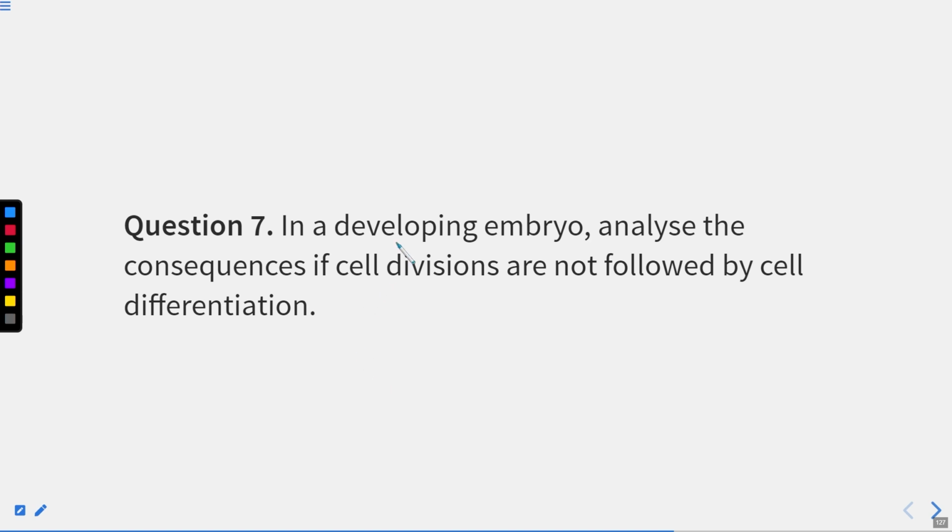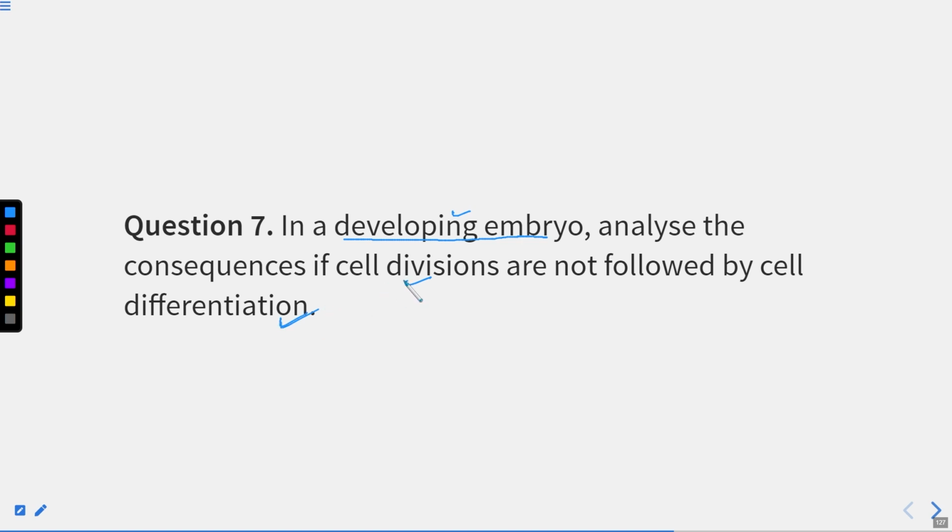Now let's come to question number 7. In a developing embryo, analyze the consequences if cell divisions are not followed by cell differentiation. Okay, here they're talking about the developing embryo. So from zygote, embryo is formed, and they are asking if cell divisions are not followed by cell differentiation.